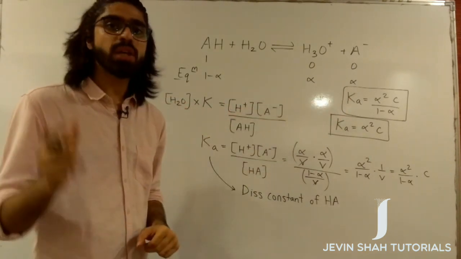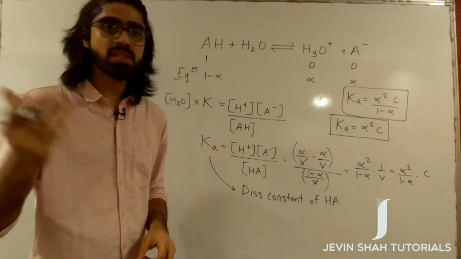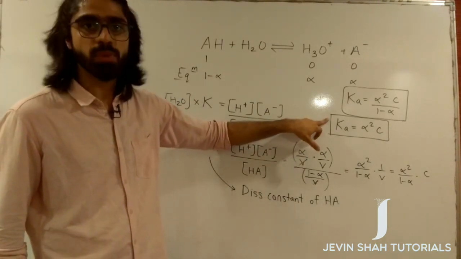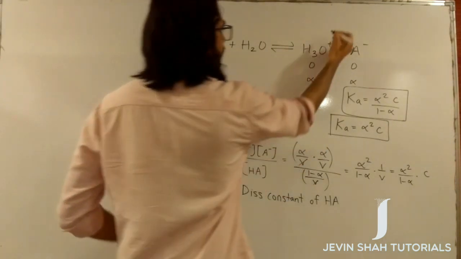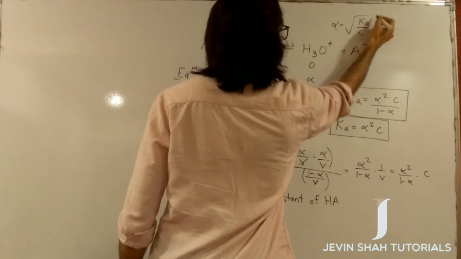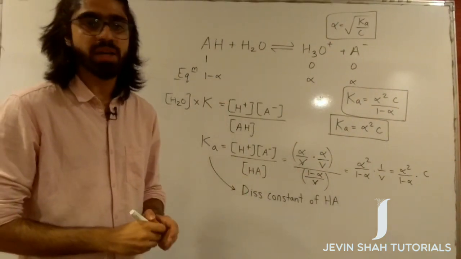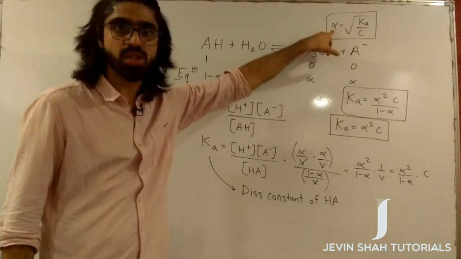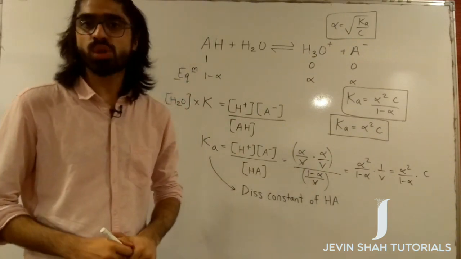Now we get to Ostwald's dilution law, the actual statement of it. For understanding the statement, you need to rearrange this formula. If you rearrange this formula, you will realize that the value of alpha turns out to be root over Ka upon C. So this is where the Ostwald's dilution law statement can be made. That is, the degree of dissociation of a weak acid is inversely proportional to the square root of concentration.